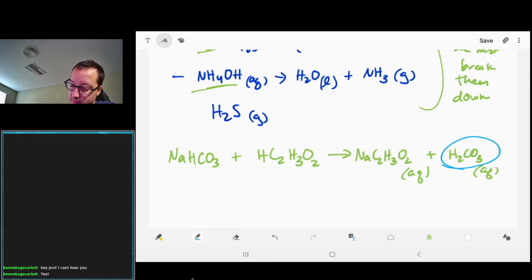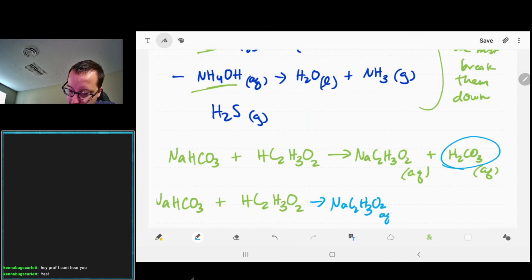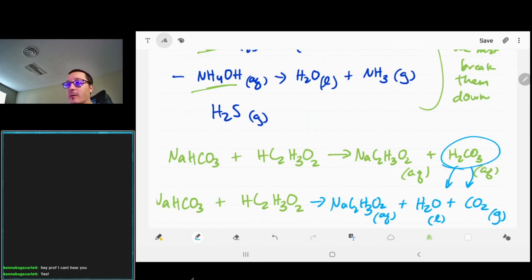So really, this reaction is better described as producing sodium acetate plus water plus CO2. This would be a better way of describing this. So the carbonic acid that's produced will immediately break down into carbon dioxide and water as it's formed immediately.